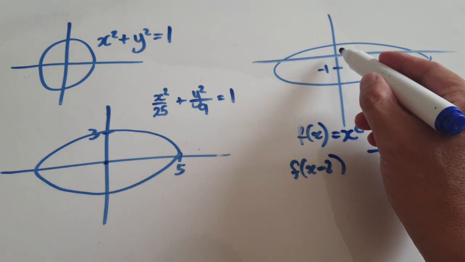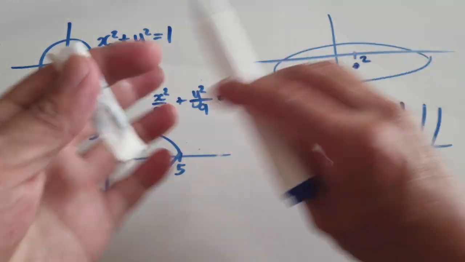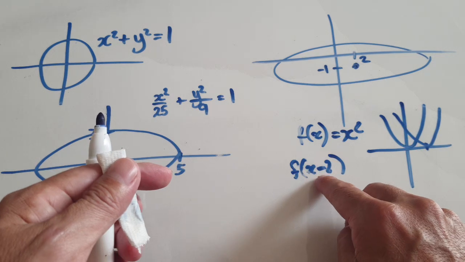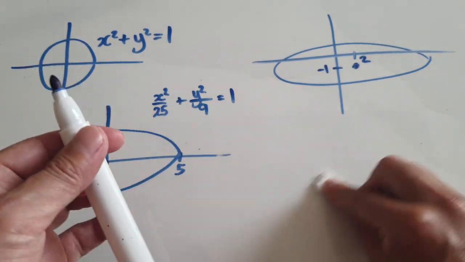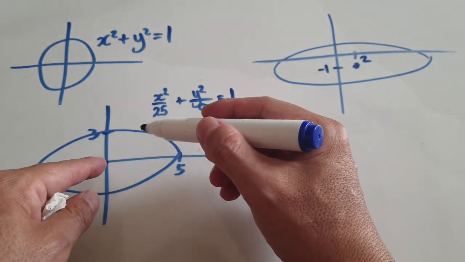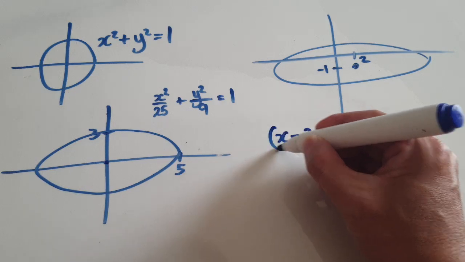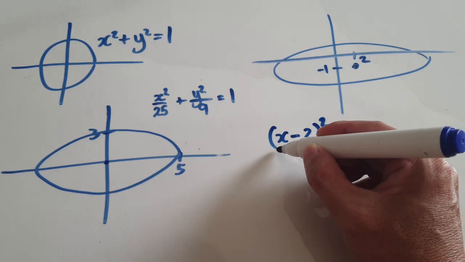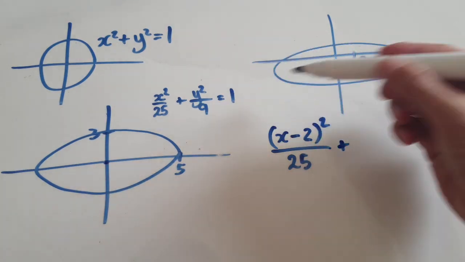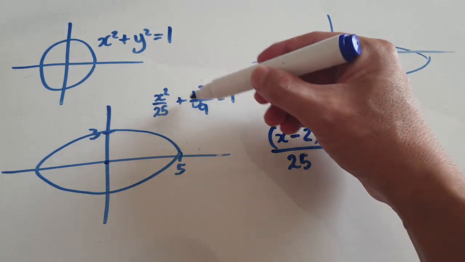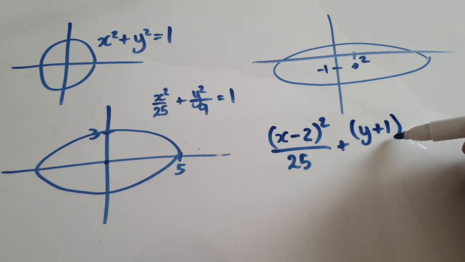So if you want to move the ellipse across by 2, you would play about with this x here. If you want to move it across by 2 in the positive direction, you have to do x minus 2. It's always in the opposite direction. So now it looks like this, 25, and then we want to drag it down by 1, so it's always in the opposite direction, so y plus 1 in the y direction.